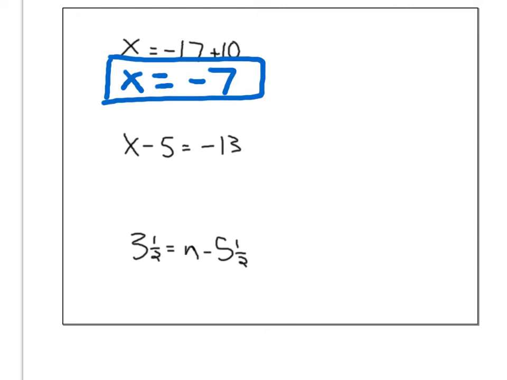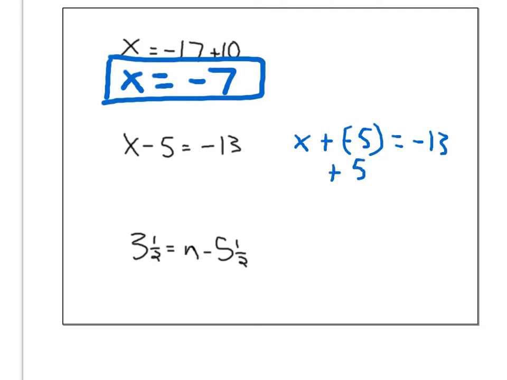Now, this one here, x minus 5 equals negative 13. Now remember, every subtraction problem we've been changing to addition. So I'm not going to change that for you, okay? I'm not going to give you different steps. You need to change this to addition. So x plus negative 5 equals negative 13. Now we have to ask ourselves, what is going to undo negative 5? Okay, what's the opposite of negative 5? Well, the opposite of negative 5, or taking away 5, is just adding a positive 5.